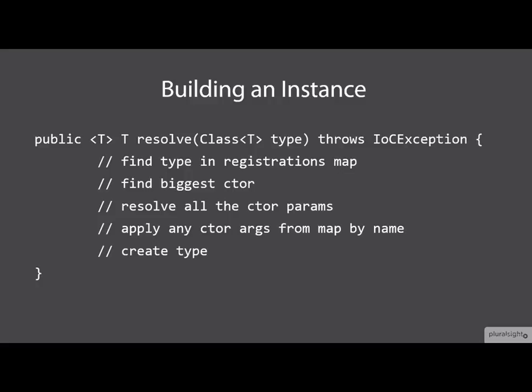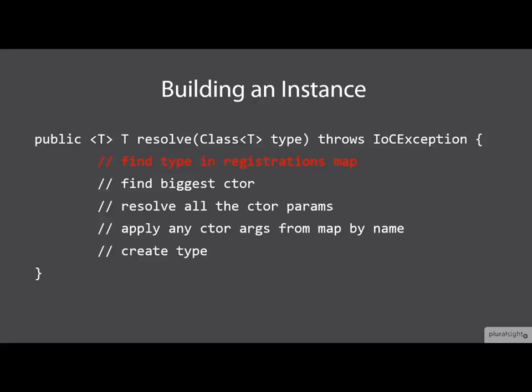So when a user wants to find an instance inside the map, they'll call the resolve method. This resolve method takes the type to resolve and returns the type it's mapped to. So the type to resolve will typically be an abstract type, and the type to map to will be the concrete type. And this resolve method goes through 5 steps.